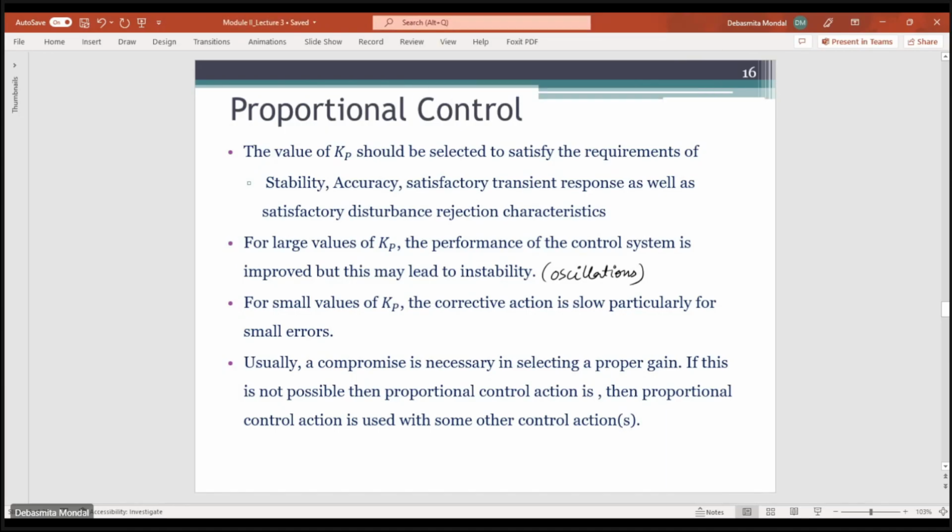Okay, and if it is not possible to use the proportional control action only, then you have to incorporate some differential or integral action, depending on what kind of need you have. Accordingly, you have to modify your controller, incorporating other kinds of control also.